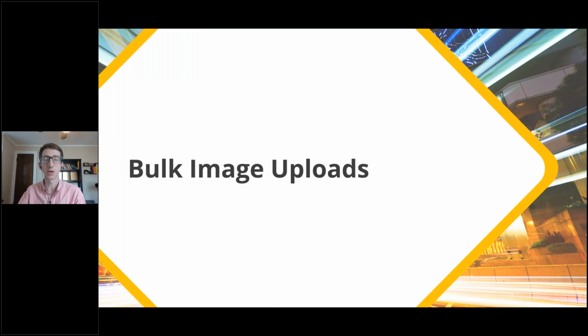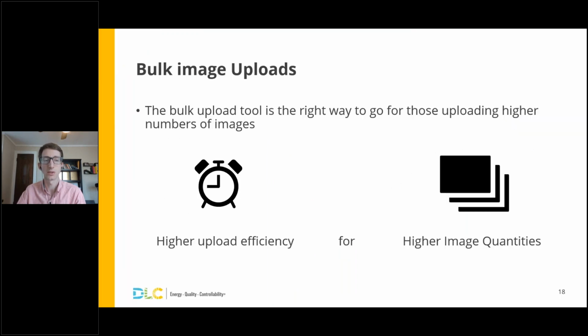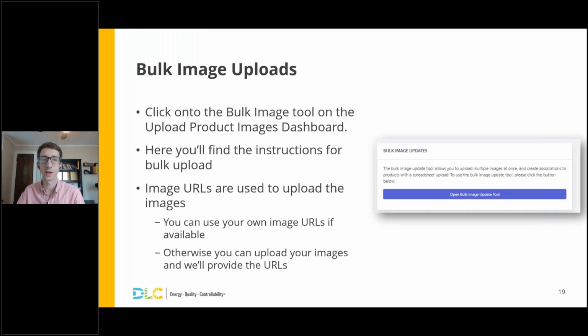Then for bulk image uploads. The bulk image upload is the right way if you have a higher number of products on the QPL. So you can upload images and associate them at a higher efficiency for larger quantities. To get to the bulk image tool, you would just click on this link from the dashboard, and then there will be instructions on that page. I'll go through some of those in the next couple slides as well.